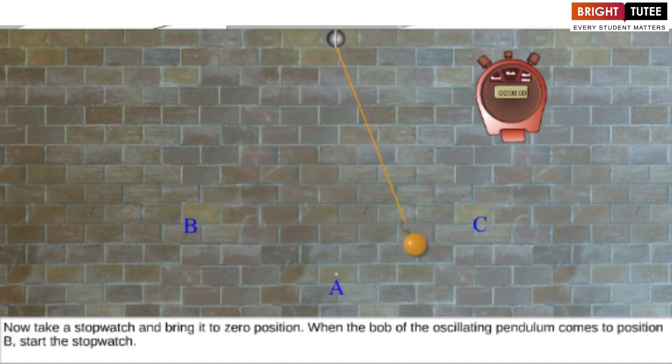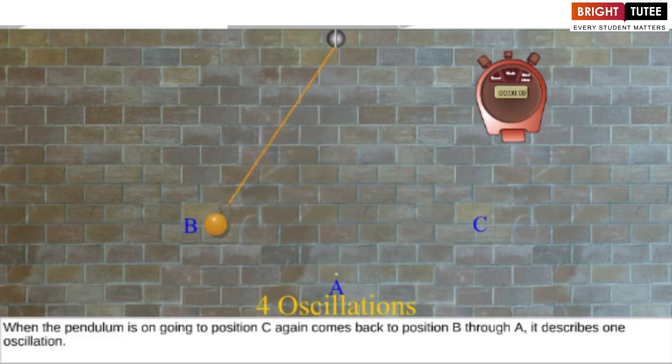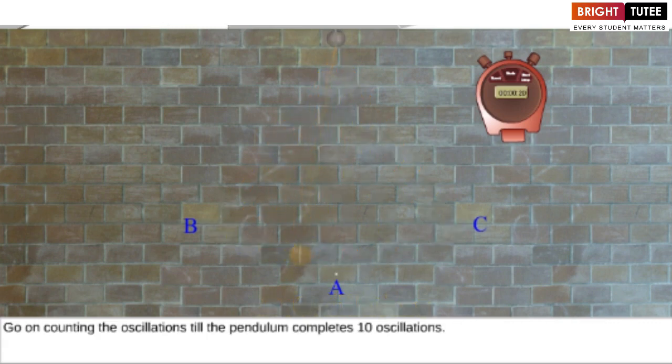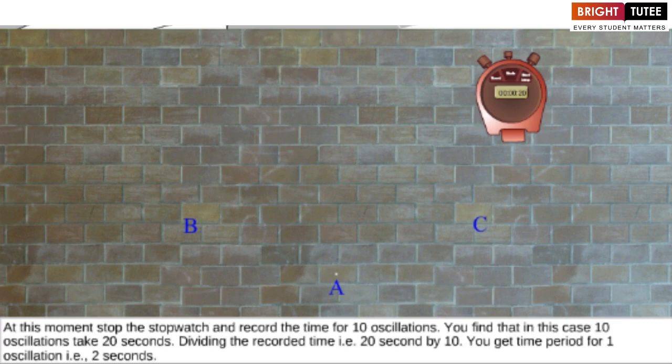Now take a stopwatch and bring it to the 0 position. When the bob of the oscillating pendulum comes to position B, start the stopwatch. When the pendulum goes to position C and again comes back to position B through A, it describes 1 oscillation. Go on counting the oscillations till the pendulum completes 10 oscillations. At this moment, stop the stopwatch and record the time for 10 oscillations.